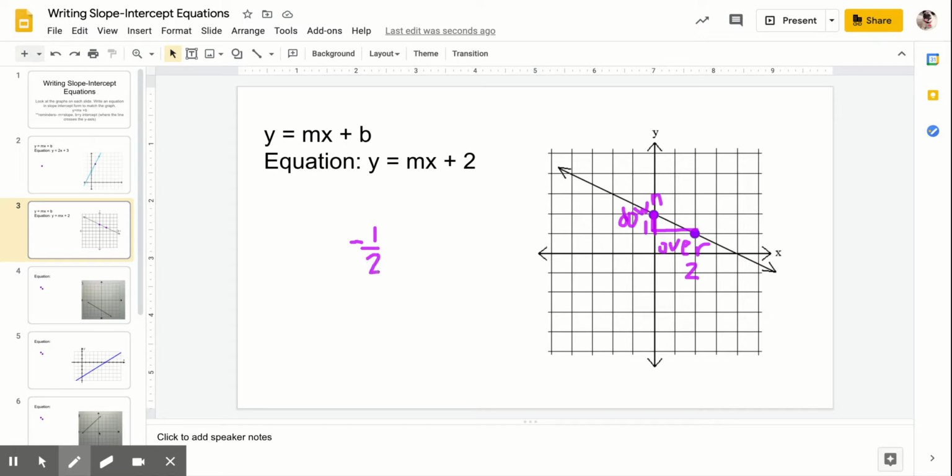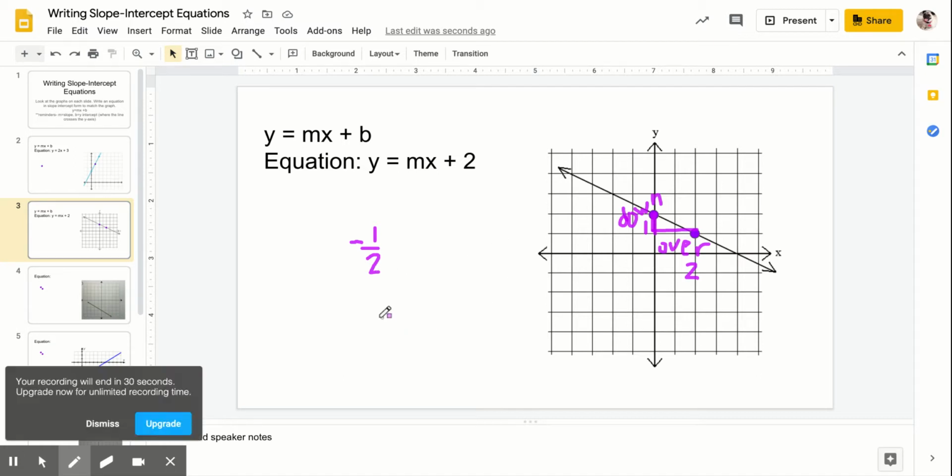I'm also going to do it with the equation for those people that like to see the equation behind it. My first point was, oh no, I'm going to run out of time, (0, 2). And my second point was (2, 1). So again, to find this, I did 1 minus 2, because I did this one minus this one. And then to find that one, I did 2 minus 0.